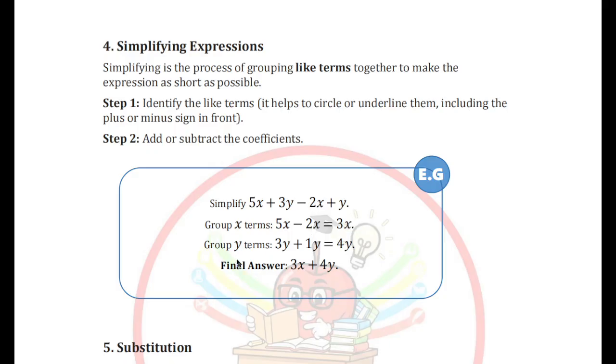And then the y terms, 3y and now y. There is an invisible number, or should I say coefficient. It's just that we do not indicate 1. These are mistakes students make in an exam, so just try to pay attention to those things. So 3y plus 1y, it is a 4y. So together it is 3x plus 4y.